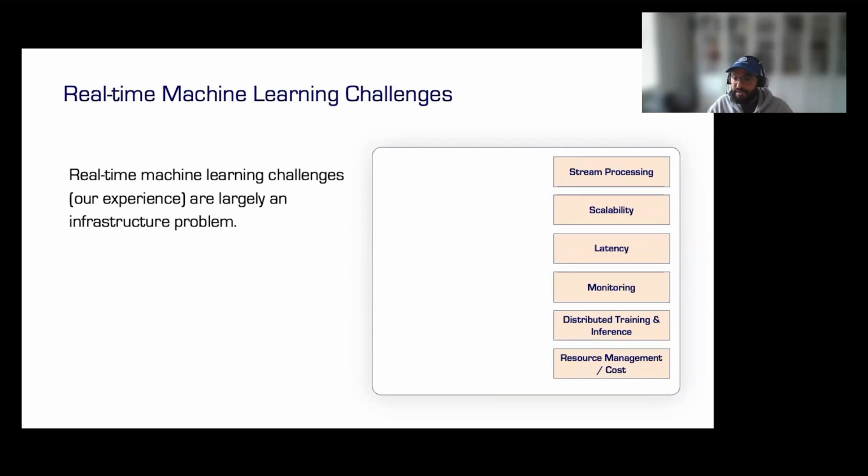And among these challenges, I would say the critical aspects in real-time machine learning are the freshness of the data, which will allow you to get fresh features.